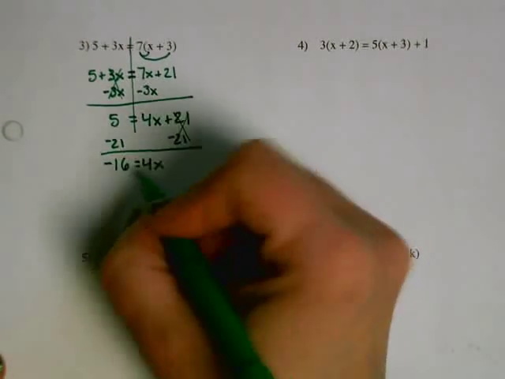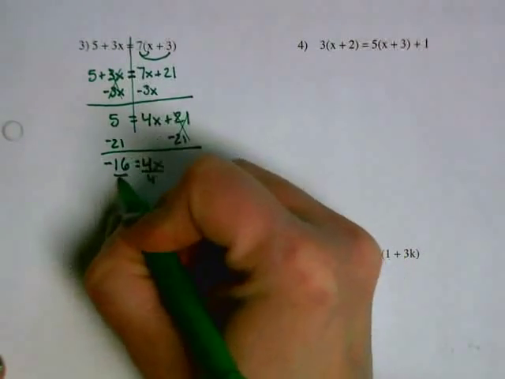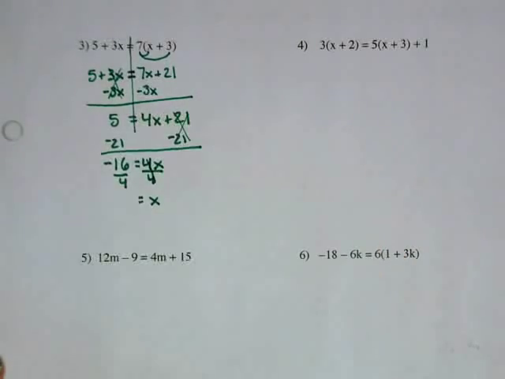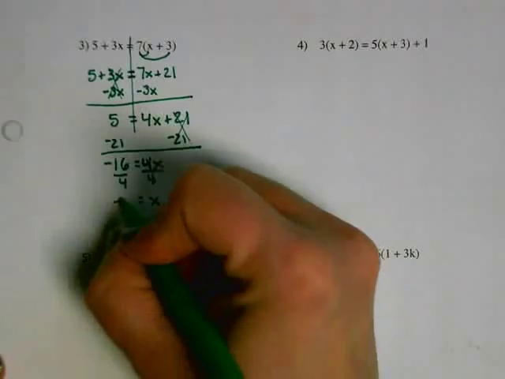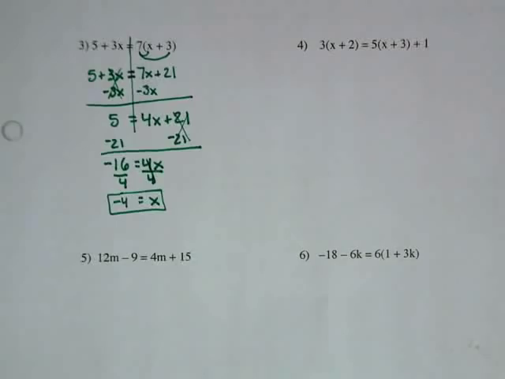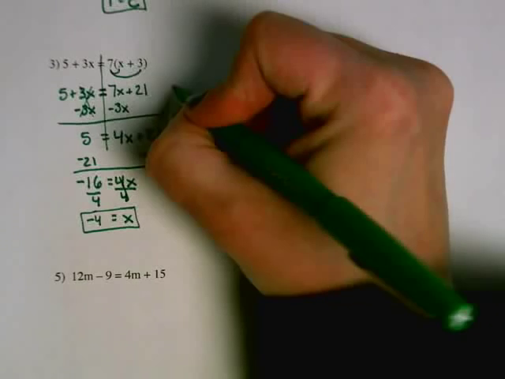And now to get that final x by itself, we just need to divide both sides by 4. And just be careful, a negative divided by a positive is going to leave us with a negative. -4 for a solution. Okay, we are going to check that, and we are going to make 100% sure that we are right with this solution. So we're going to go back, and I'll do it right up here.